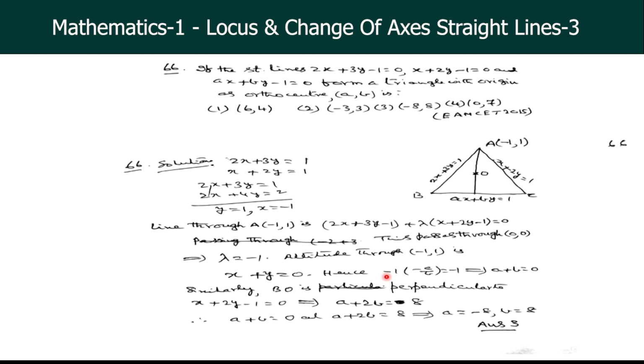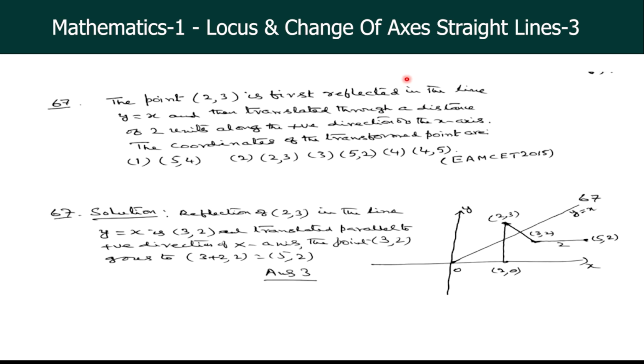BO is the altitude drawn from B onto the side AC, namely x + 2y = 1. So, if you proceed as per the above, we have a + 2b = 8. So we have two equations, a + b = 0 and a + 2b = 8. Therefore, a = -8 and b = 8. So the correct option is 3, option number 3. Next.